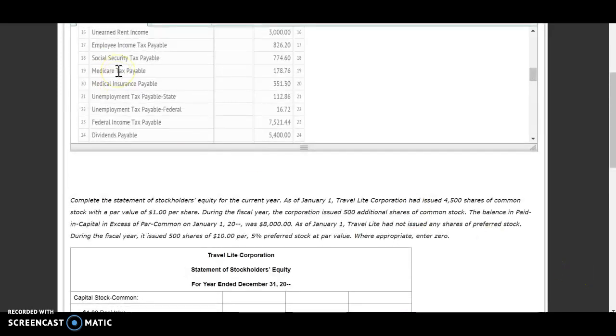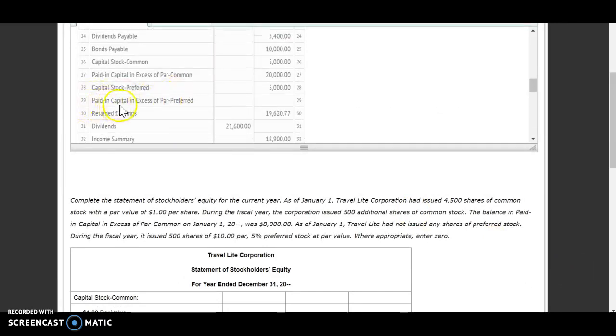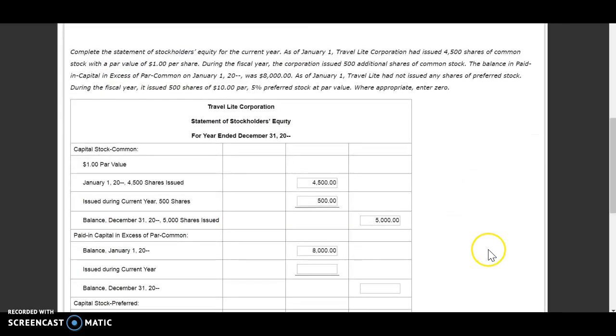So issued during the current year, we need to look at our adjusted trial balance. I'm going to scroll down and find my paid-in capital in excess of par preferred, common, which is 20,000. That's my balance on December 31st, so I'm going to go ahead and put in that number, 20,000. Now, to figure out what I have here, I'm going to subtract those two numbers. So that tells me the issue during the current year is 12,000.